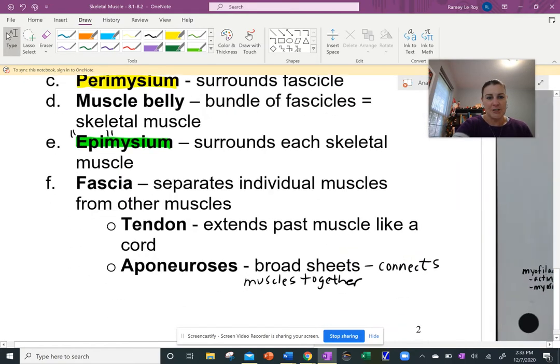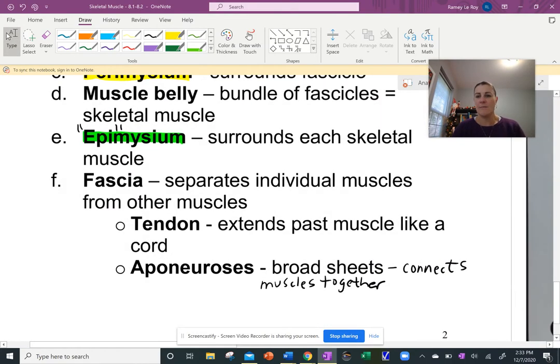If the fascia extends past the muscle like a cord, then it becomes a tendon, and you guys know that. The tendon links the muscle to the bone. But if it's a flat sheet of connective tissue, the fascia is called an aponeurosis. Aponeurosis is singular or plural, and so these are broad sheets that connect muscles together.